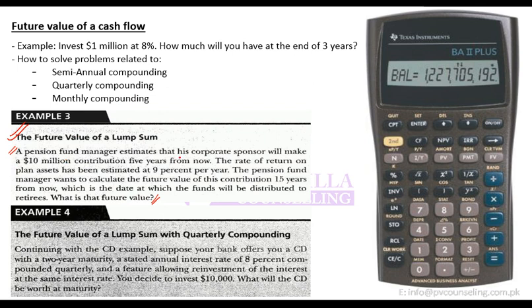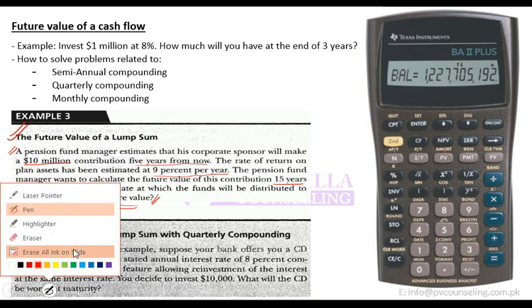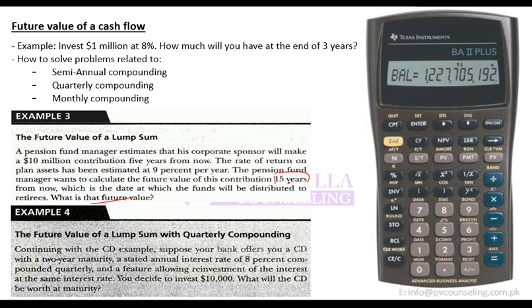A pension fund manager estimates that his corporate sponsor will make a $10 million contribution 5 years from now. The rate of return on plan assets has been estimated at 9% per year. The pension fund manager wants to calculate the future value of this contribution 15 years from now, which is the date at which the funds will be distributed to retirees. What is the future value? So he wants to calculate the future value at the end of the 15th year.